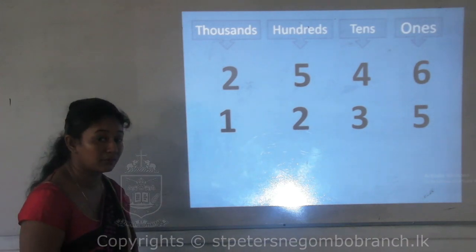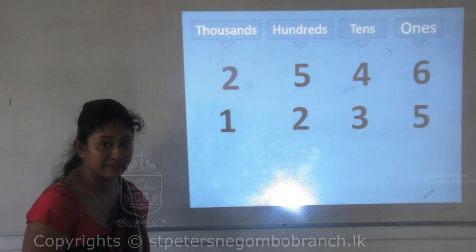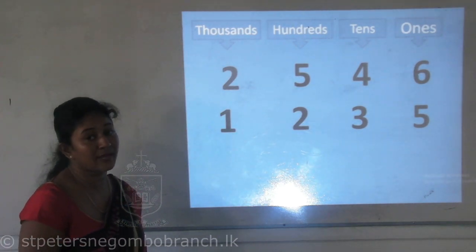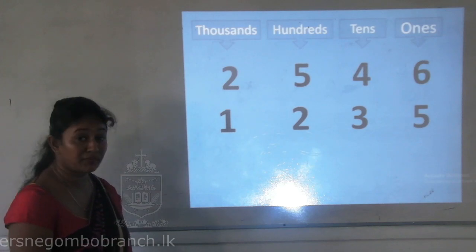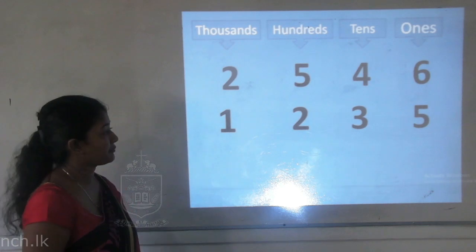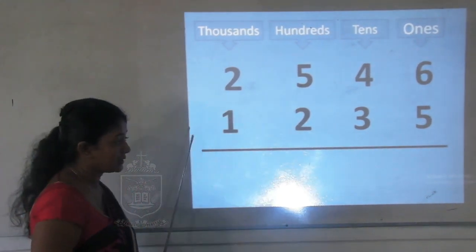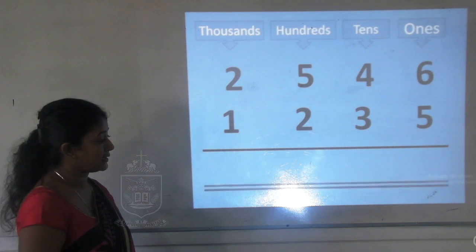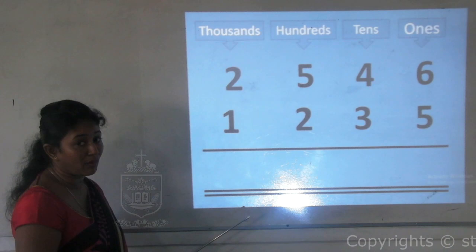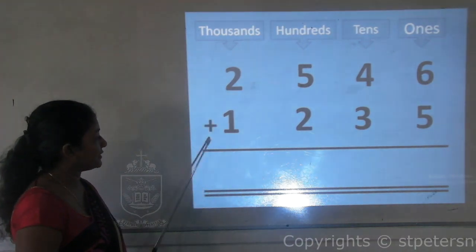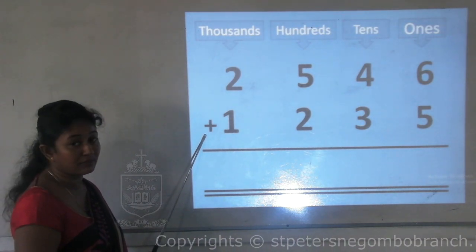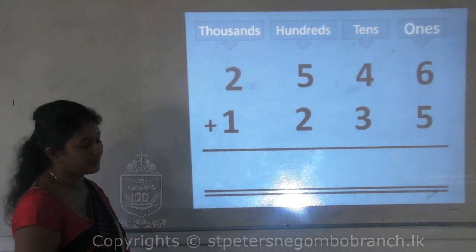Right. Now, there are two numbers. 2546. 1235. Now, I am going to add these two numbers. Before you do addition, to get the total, we have to do some more things. First, we have to draw one line before it. And then, for the answer, we have to draw two lines. These things are important, children. And you cannot forget this mark, the plus mark. By looking at this mark, we know that you are going to do addition.